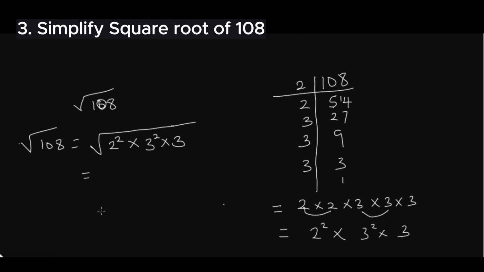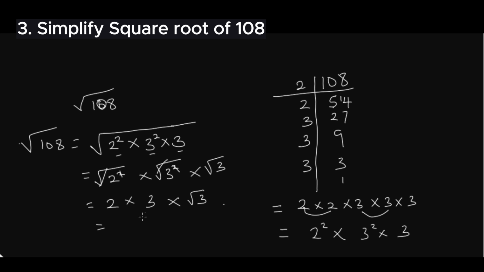So our first law in surds states that we can split these terms into their separate terms. So we have root 2 squared times root 3 squared times root 3. Now, our second law states that the square root of the square of a number gives the number. That means that the power cancels the square root. So what we have here is just 2 times 3 times root 3.